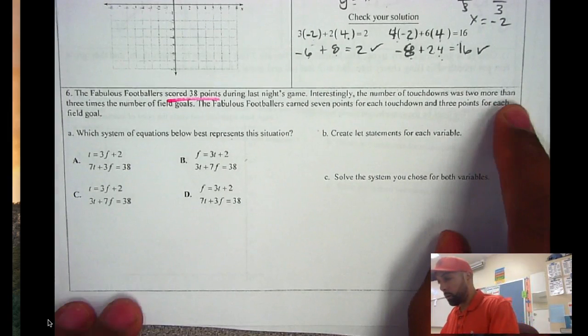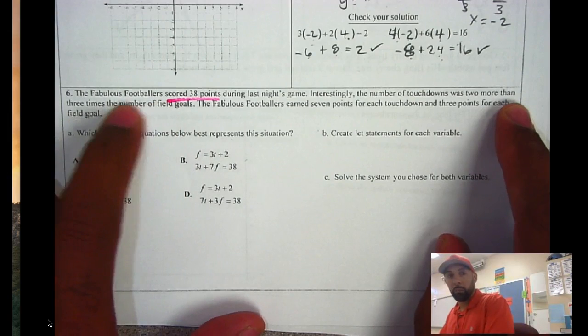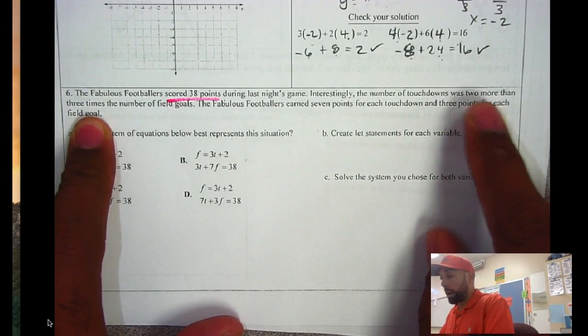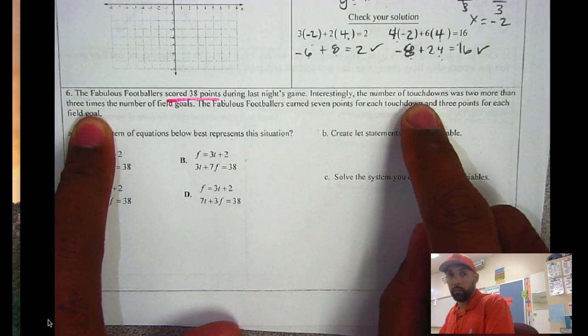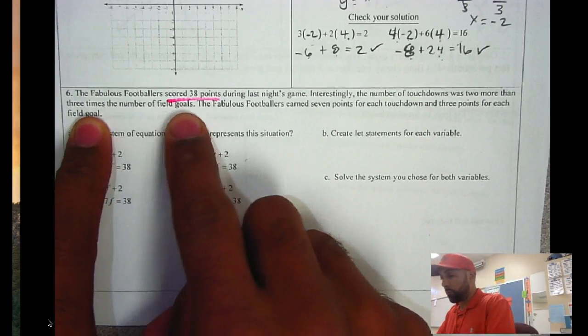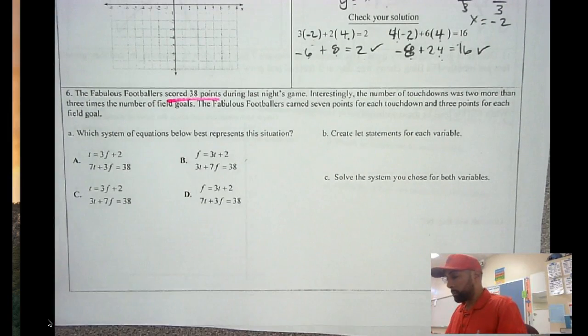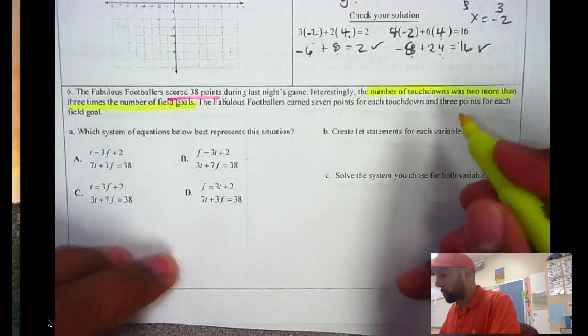Okay, interestingly, the number of touchdowns was 2 more than 3 times the number of field goals. So if I multiply the number of field goals times 3 and then add 2, that's equal to the number of touchdowns. Okay, so 3 times the number of field goals. All right, so that's an important piece of information. So obviously, part of the equations can be created from that statement.